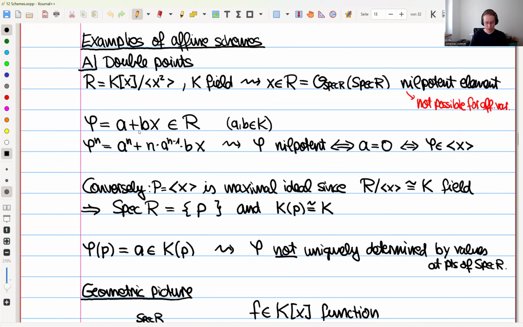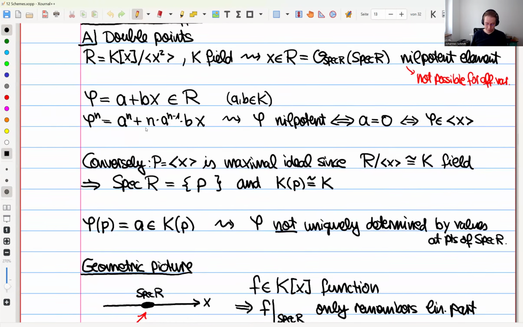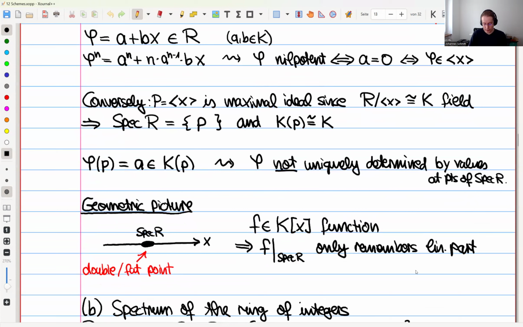So for example, from this restriction, you can still recover what the derivative of the function at the point 0 is. But on the other hand, it only remembers this linear part, so you cannot reconstruct what the second derivative at this point is. Okay, and this thing will be very useful if you continue studying scheme theory.